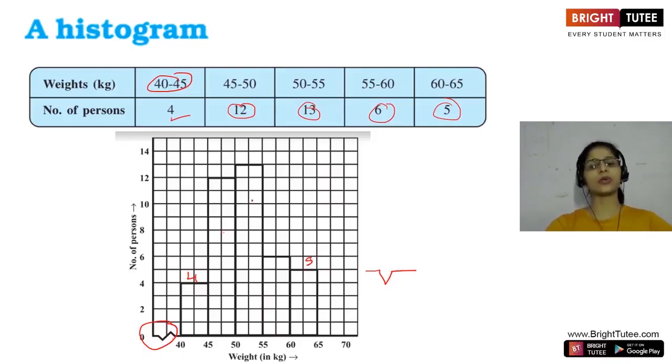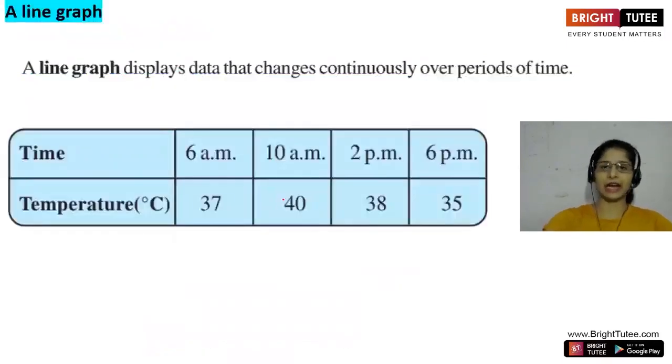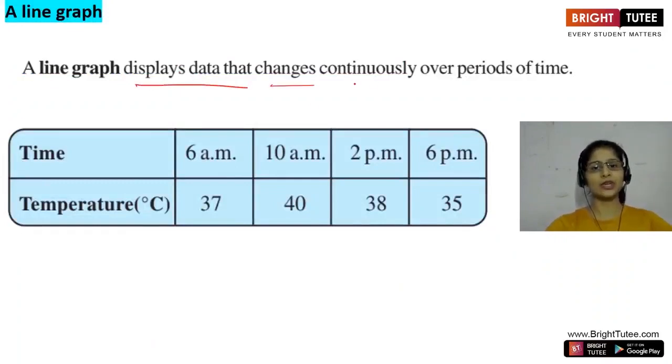Now we are going to start with a new thing, that is a linear graph. A linear graph displays data that changes continuously over periods of time. Right? That means it is not going to be constant.